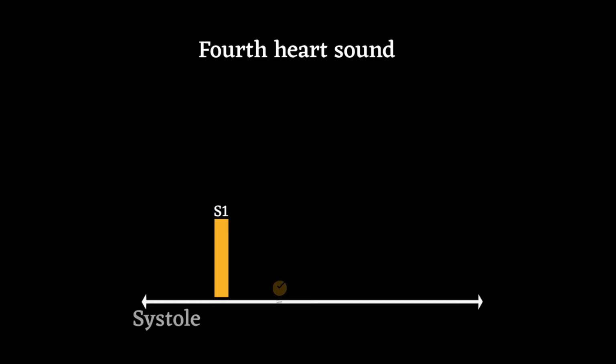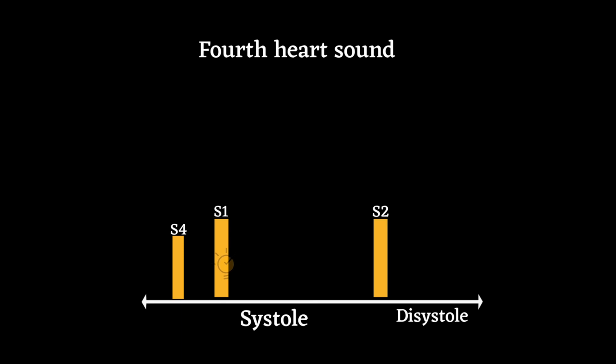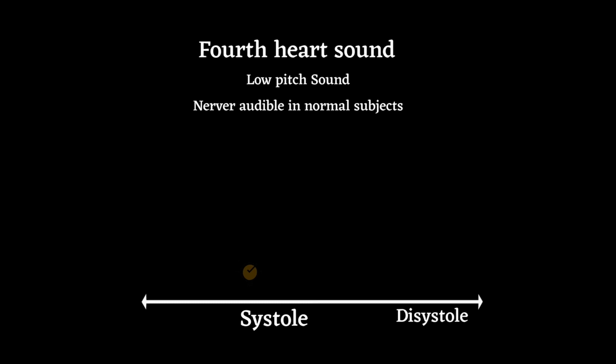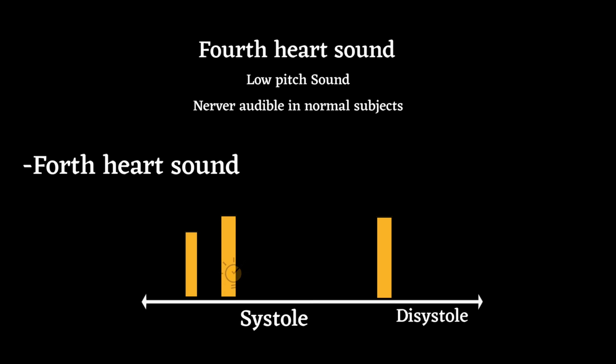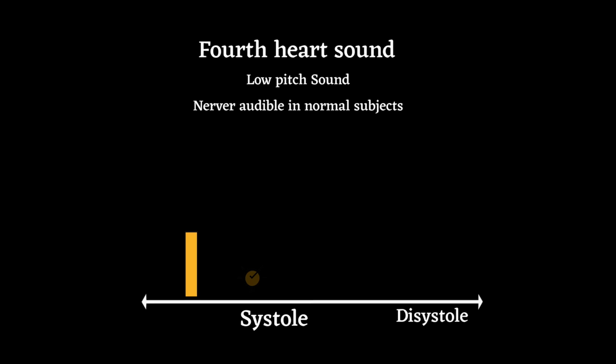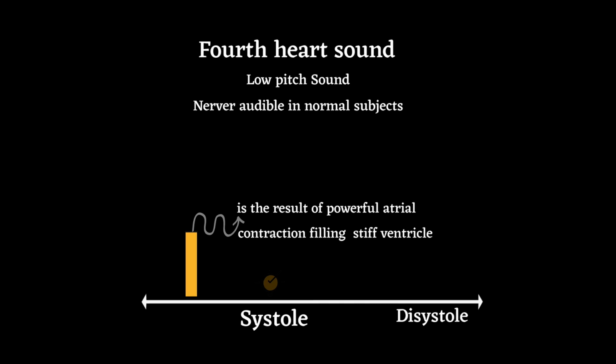The fourth heart sound is due to atrial contraction inducing ventricular filling towards the end of diastole, just before S1. It is a low-pitched sound that is never audible in normal subjects. A fourth heart sound is the result of powerful atrial contraction filling a stiff ventricle, as in severe left ventricular hypertrophy, for example, hypertrophic cardiomyopathy.